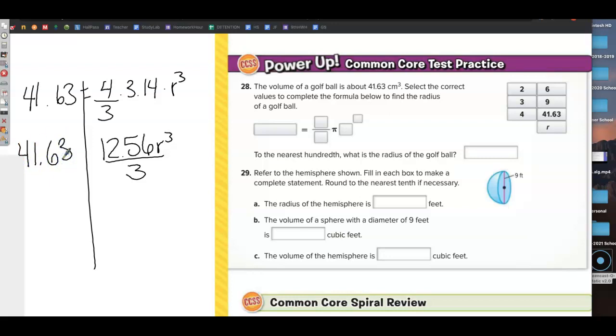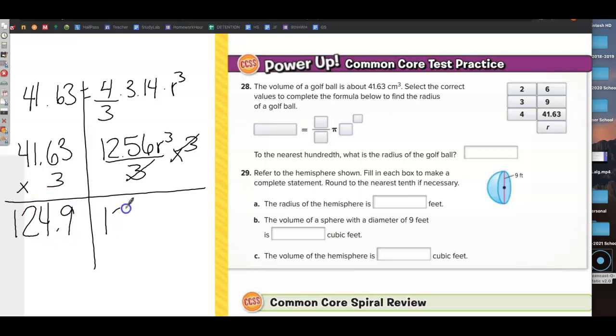Emma? Okay, if we multiply by 3, we can get rid of this fraction. So what did you get when you multiplied the left side by 3? A little bit louder. 0.9. And that still equals 12.56 r cubed. So then what would I do, Coulter?